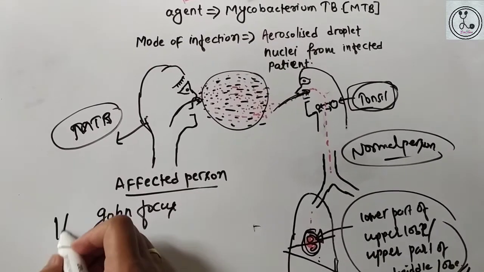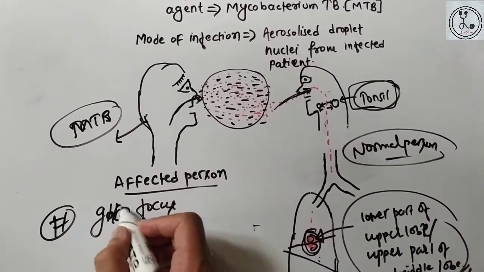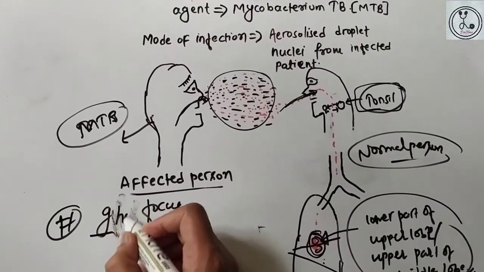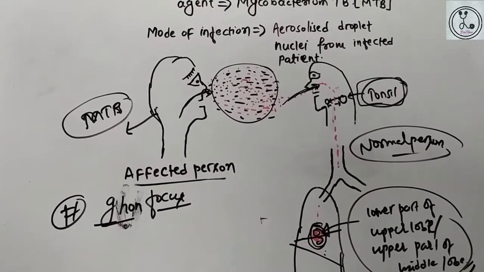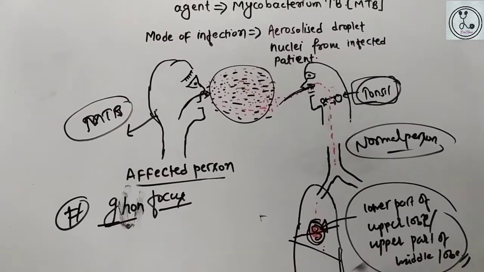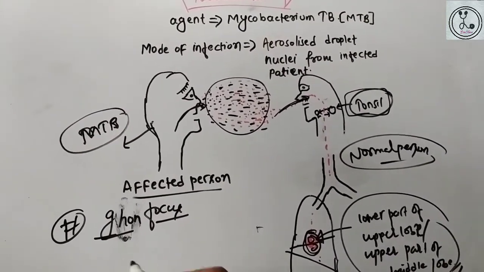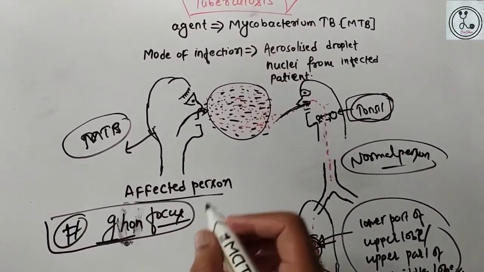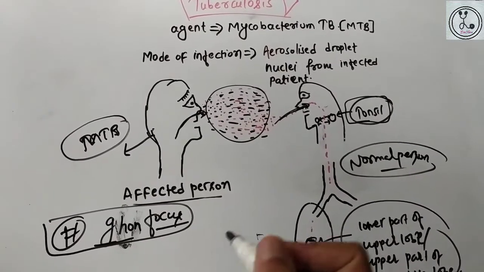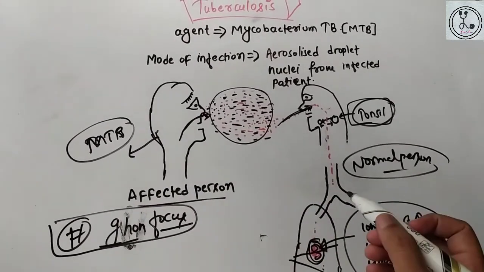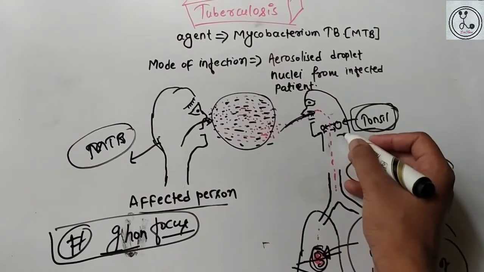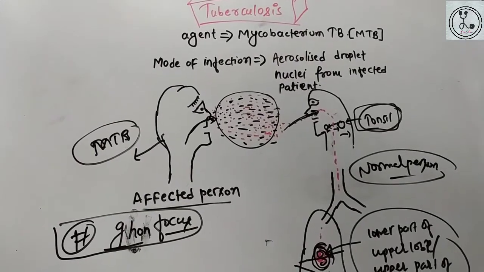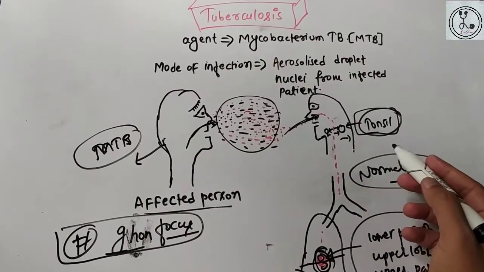Now everyone should know one point, that is the Ghon focus. So how will this Ghon focus be formed? The first thing I want to tell you is that the Ghon focus will always form at the area where the bacteria land at first. You see in this picture that the bacteria will be landing either in the tonsil or in this part of the lung. So the Ghon focus will form either at the tonsil or at this part of the lung.